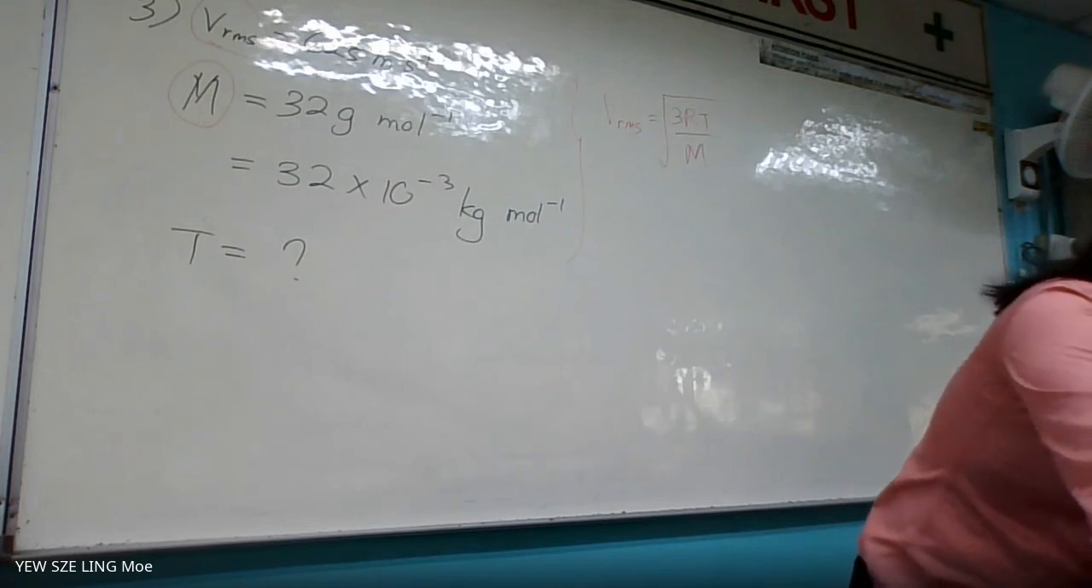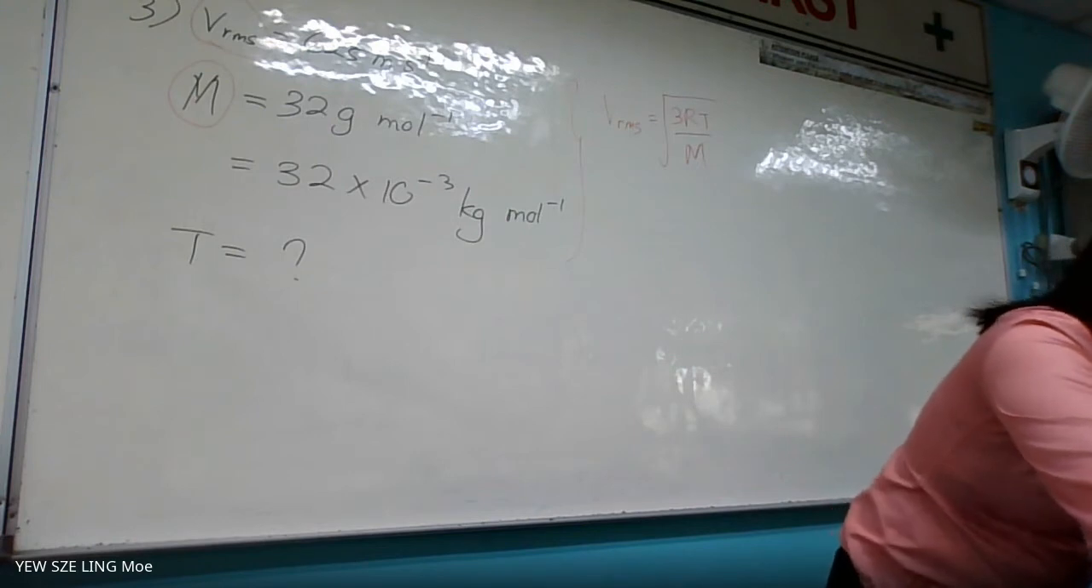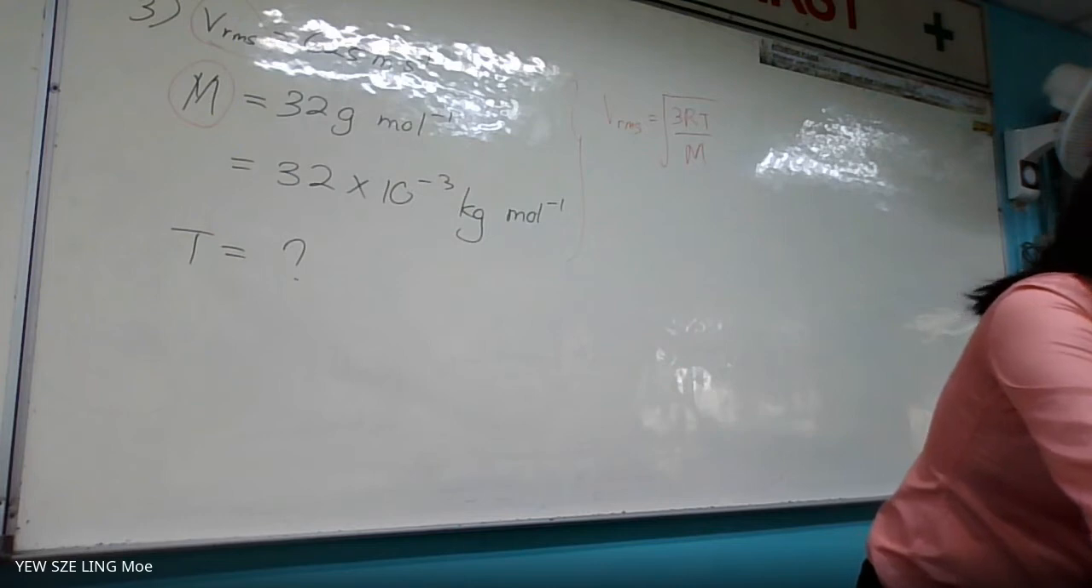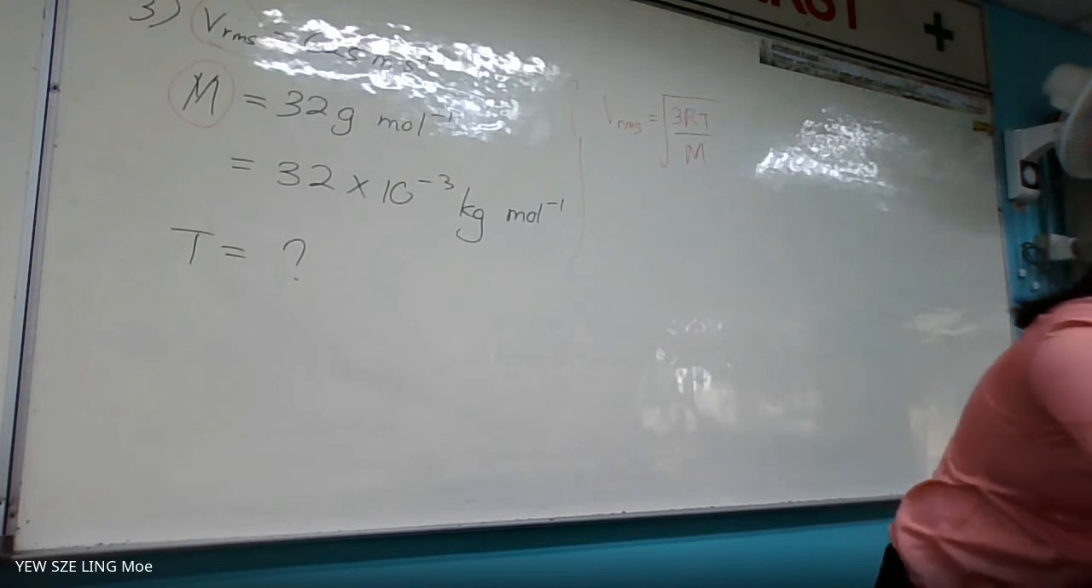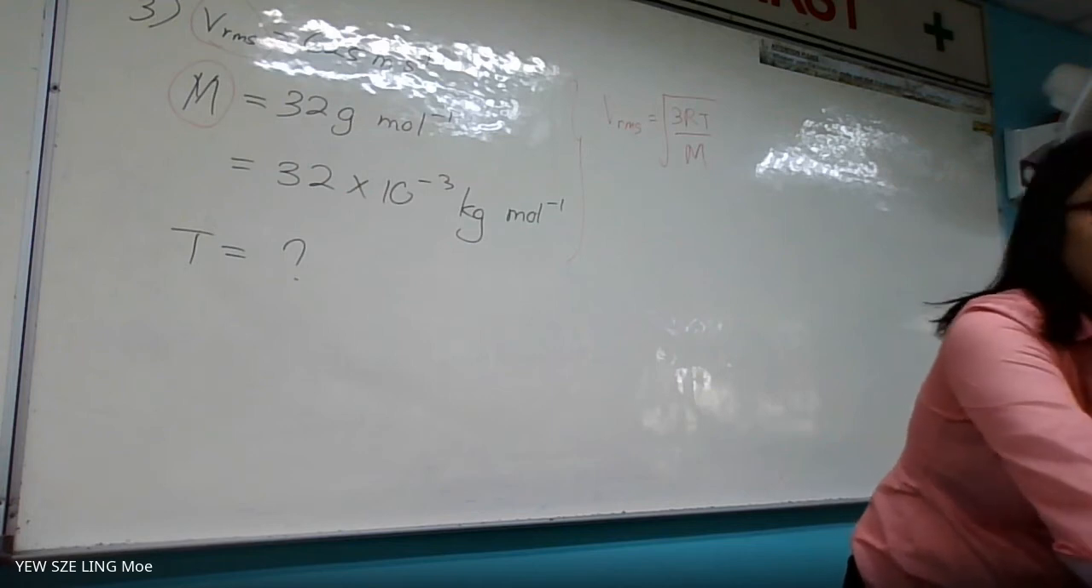So that is how you solve question number 3. Just plug in the value and then rearrange the equations. And then question number 4, I want you to try it as well. Okay, so now it's 39, I give you 5 minutes to solve both questions 3 and 4.